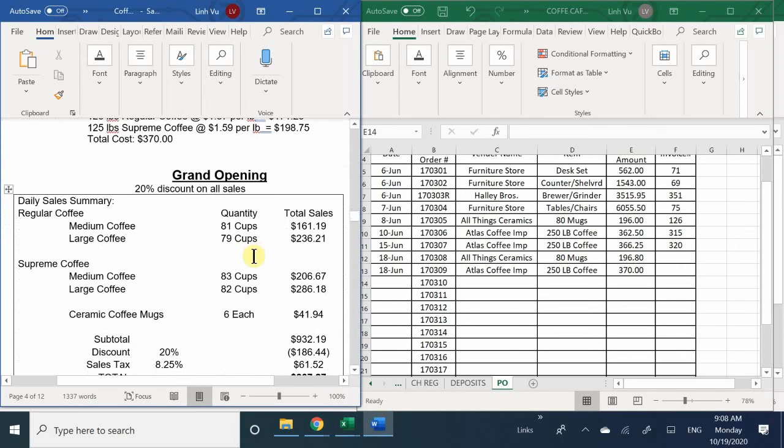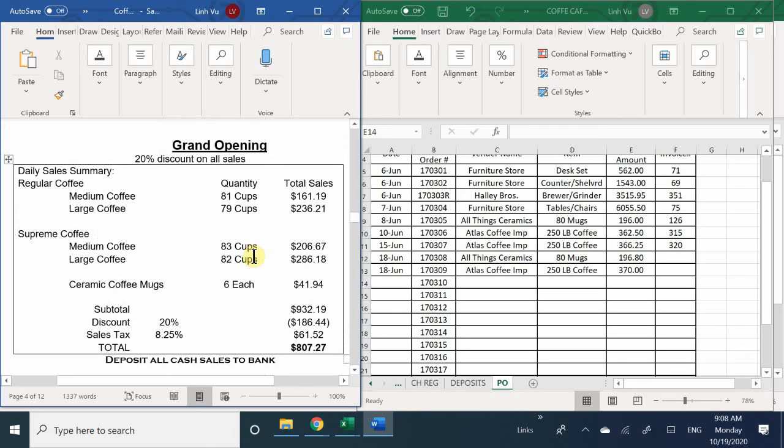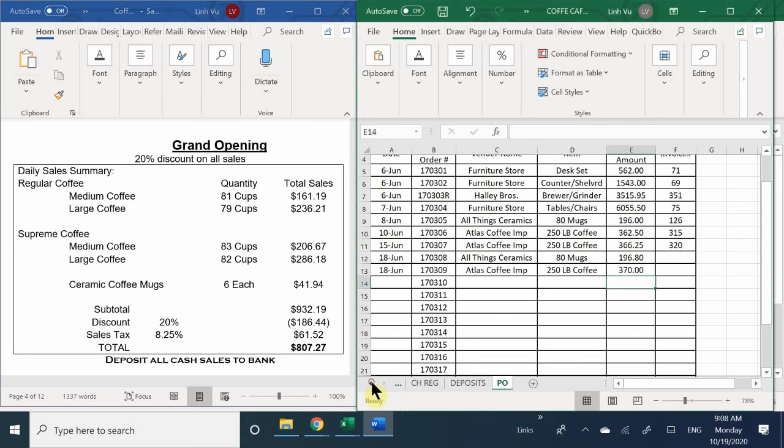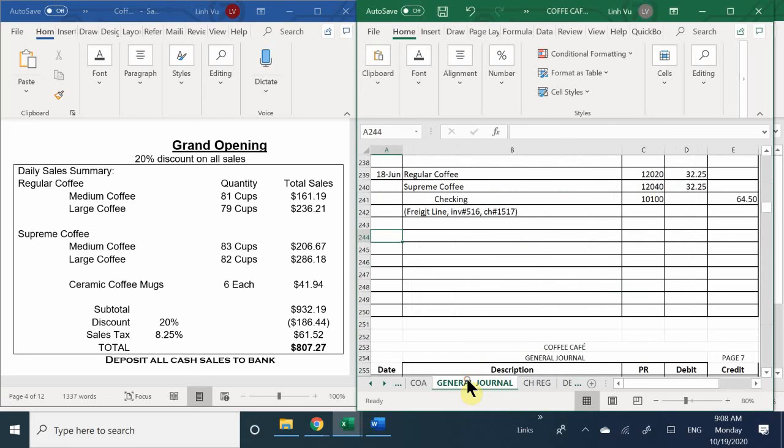So then what has happened next? We made some sales. Yes, we did. With a 20% discount on all the sales. Good. And what else?